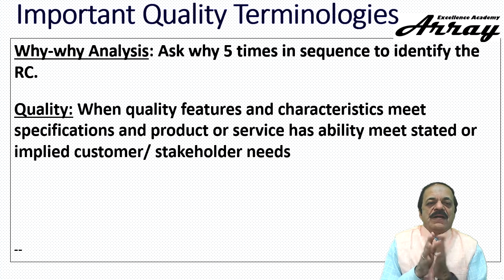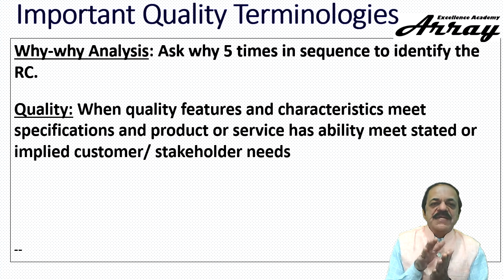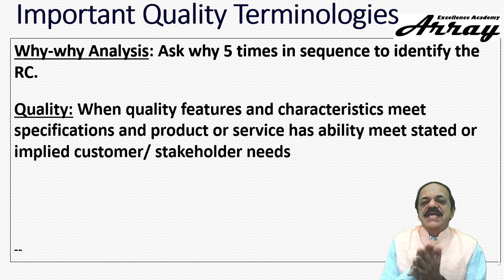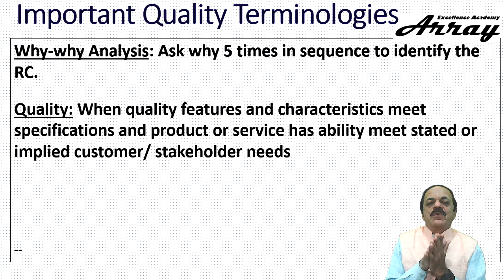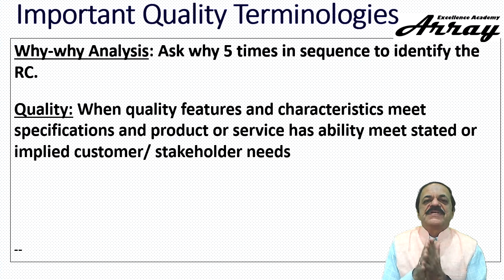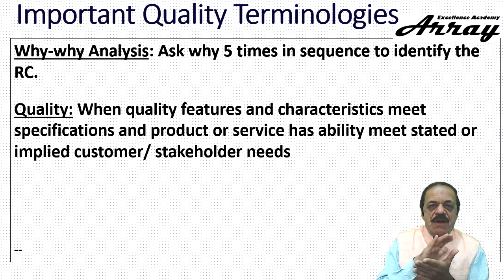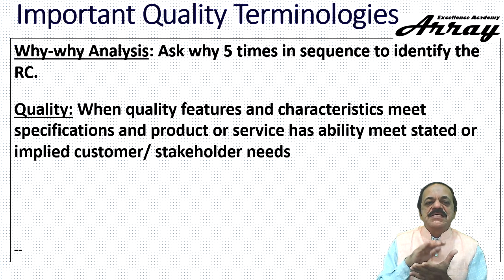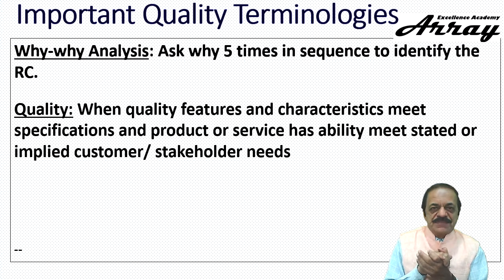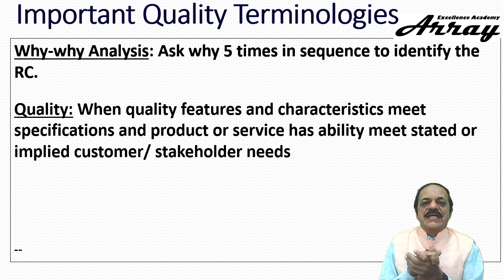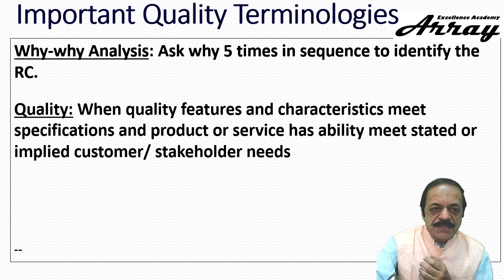Now quality. Conformance to requirements is the best definition for quality, but if you want to be theoretical, then let us understand. This is not difficult to understand, though it is lengthy. When quality features like key characteristics and other characteristics meet specifications, quality is all about meeting the specifications, and the product has the ability to meet stated or implied customer or stakeholder needs, then the product is said to carry quality. It meets all the specifications and can deliver the intended needs of the customer or stakeholder, and is called an item that has quality in it. It is good quality.